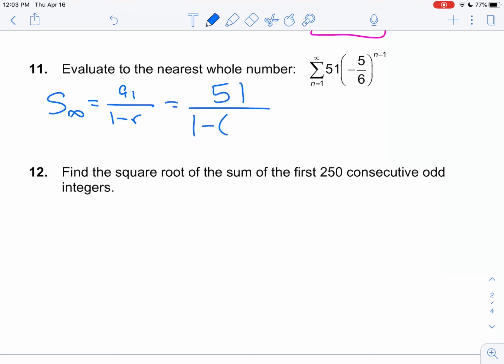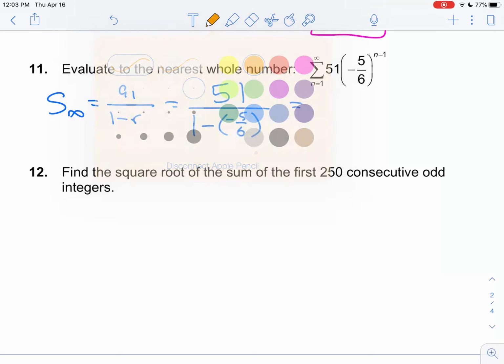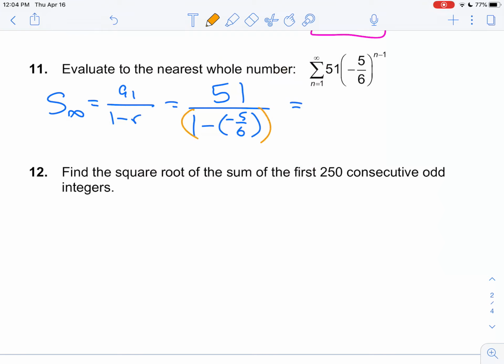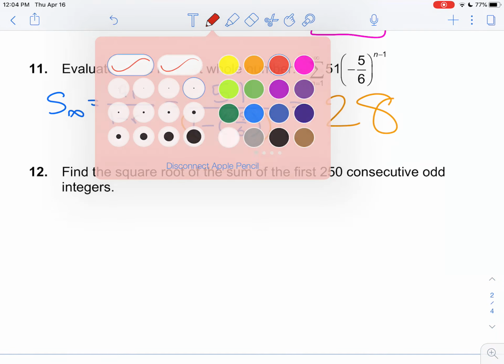51 over 1 minus -5/6. So again, you could do this in one step on the calculator, but if you do, that whole denominator has to be in parentheses. So type that in, see what you get. Normally we ask for 3 decimal places, but again, it said whole number, so that's going to go 28. Oops, we're wrong color.